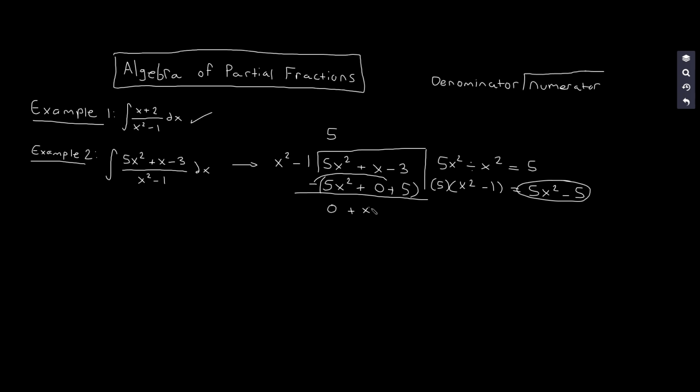And so this is gonna be 0 plus x plus 2, which is the same thing as x plus 2. And then so the division shows that we get a quotient of 5 with a remainder of x plus 2. I think it goes like this. Let's see. That means that we get, stick an integral here, put a dx here.